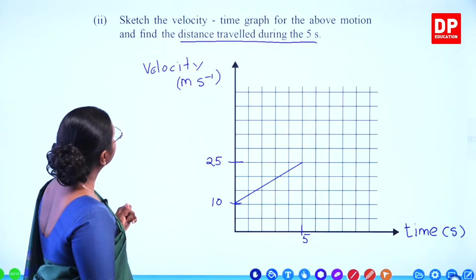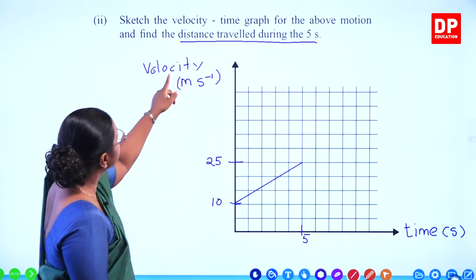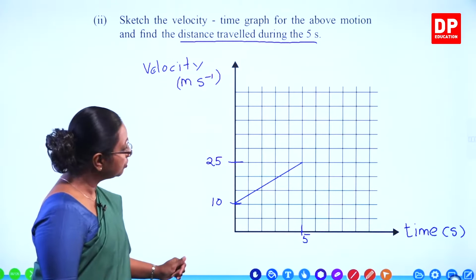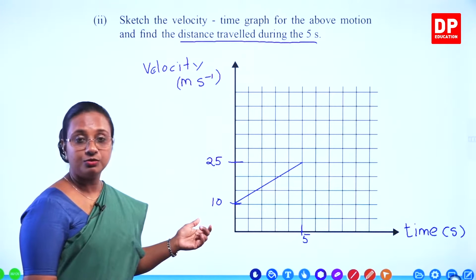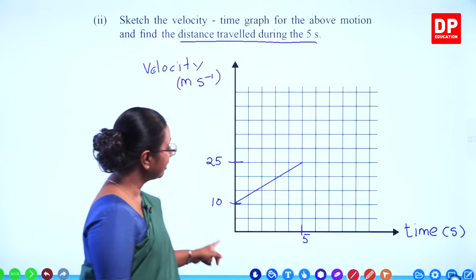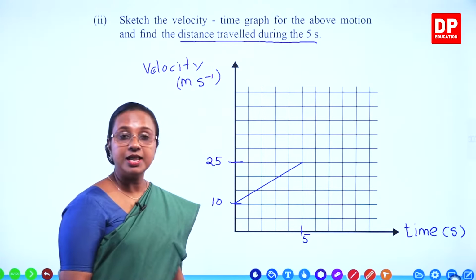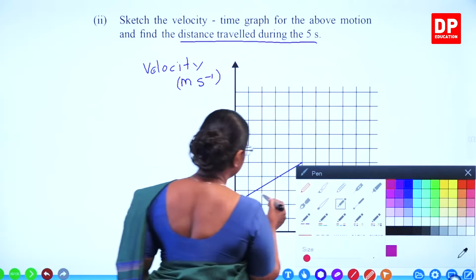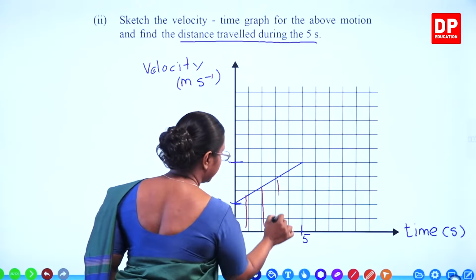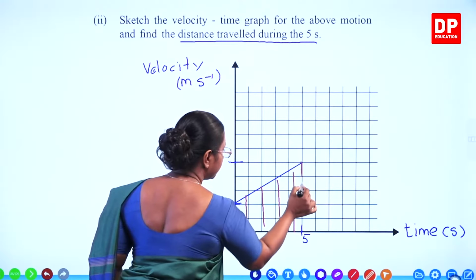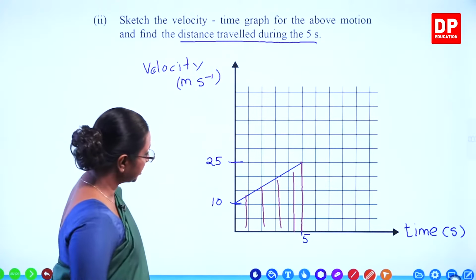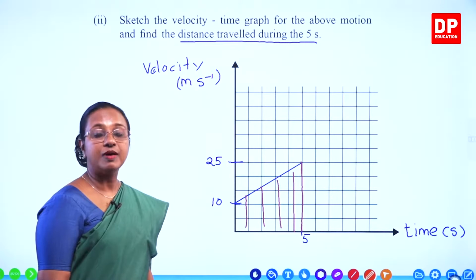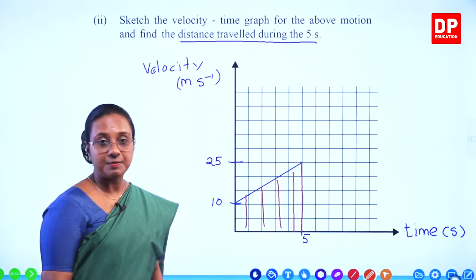Now, the calculation. We need to find the distance travelled during the 5 seconds. So, to do that, you can remember what do we need to calculate? We need to calculate the area covered under the graph. So, we have the area that is under this graph, this whole area. So, here if you look at the shape, this is a trapezium. So we need to find the area of the trapezium.